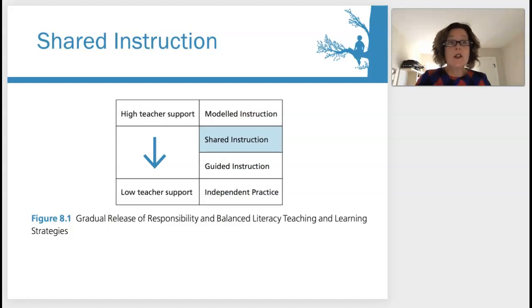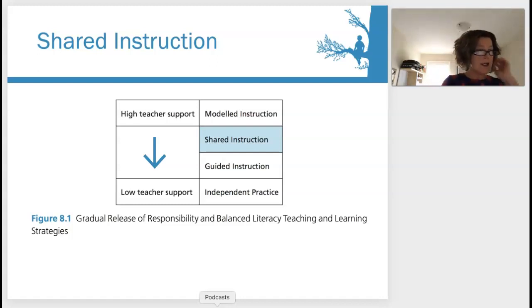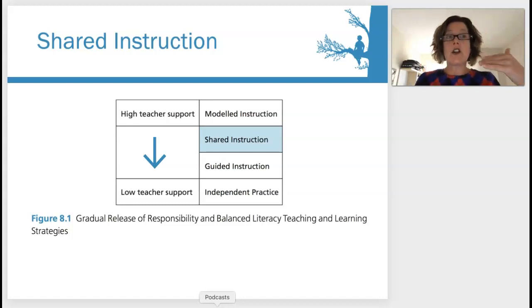Okay, we're going to continue on with shared instruction, specifically in reading. So we looked at modeled instruction. Now shared instruction. This is where the teacher models high support, but now the demonstration is shared with the student.